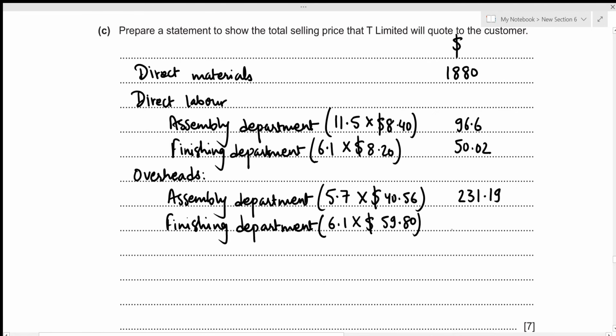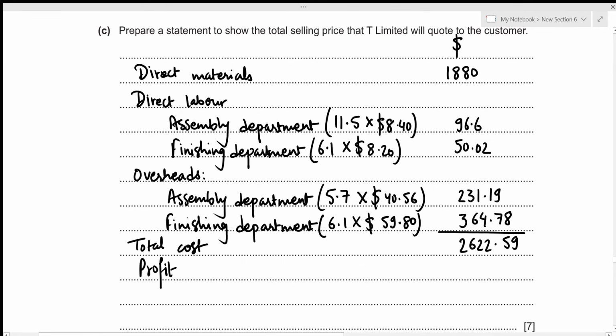This gives us the total overheads for finishing department to be 364.78. Alright, this concludes all of the costs. Now let's just add it in order to figure out the total cost. So total cost is going to be 1,880 plus 96.6 plus 50.02 plus 231.19 plus 364.78, which gives 2,622.59. Now we need to add the profit.